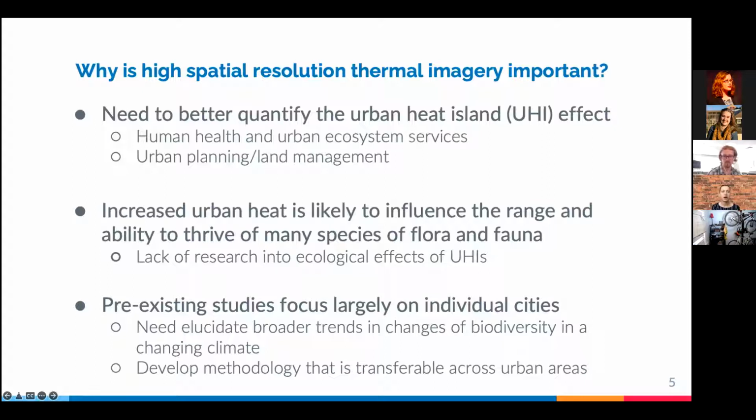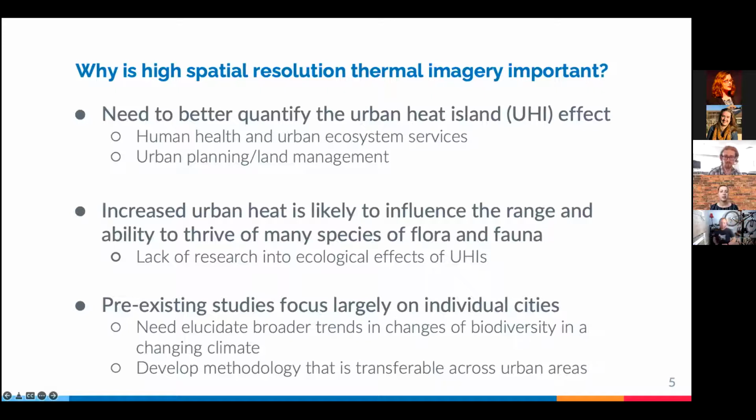In addition, the increased urban heat is likely to influence the range and ability to thrive of many species of flora and fauna, but there's a lack of research into the ecological effects of urban heat islands. So I'm hoping that this high resolution imagery can help these studies.